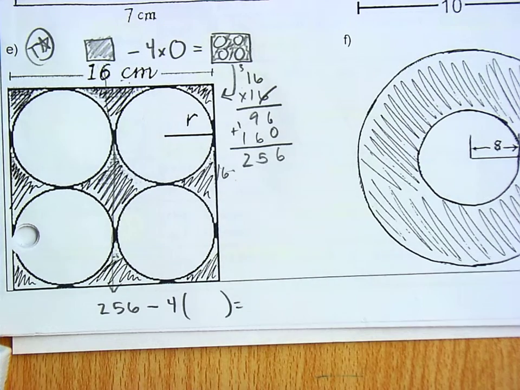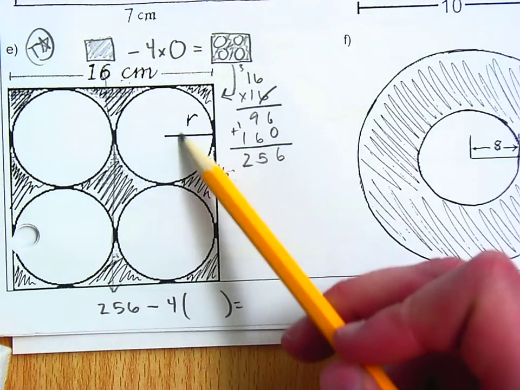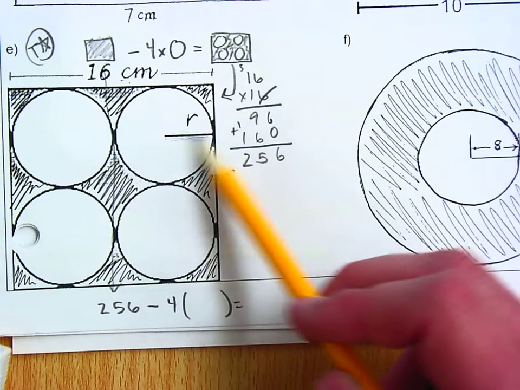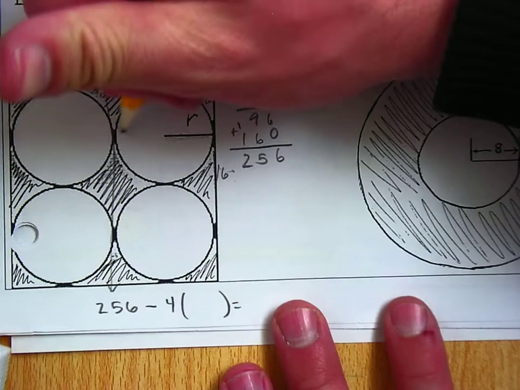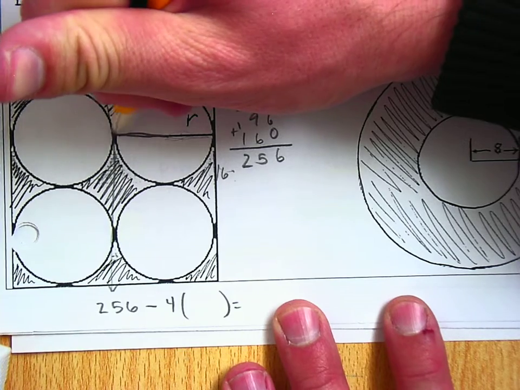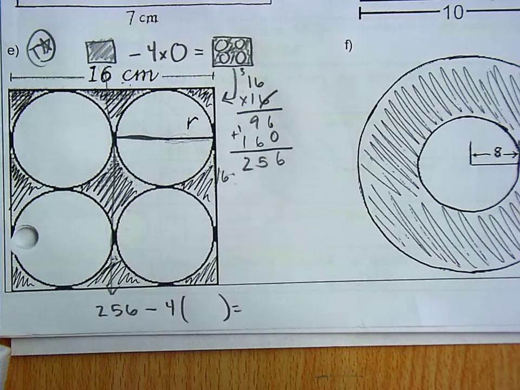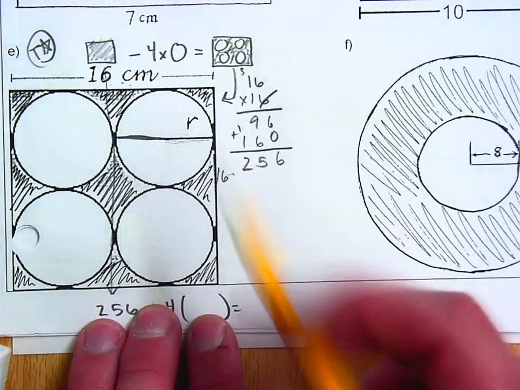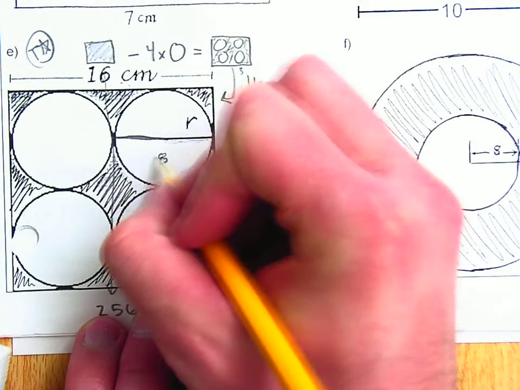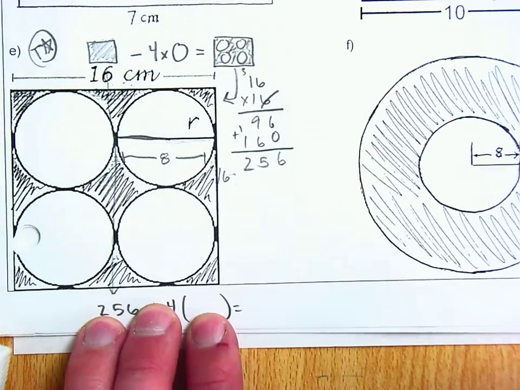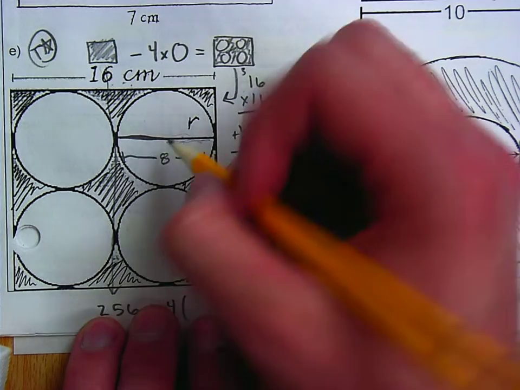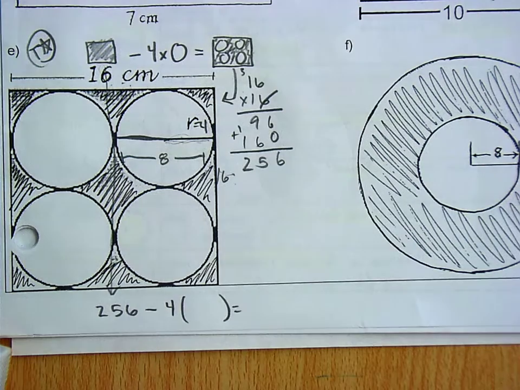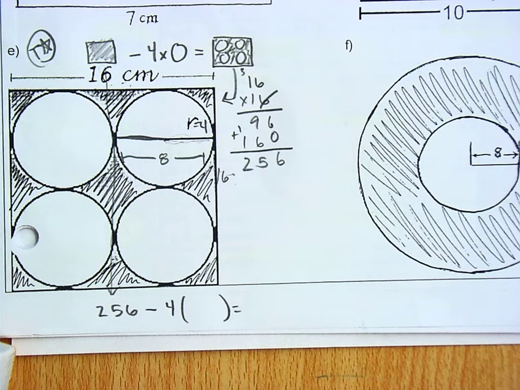4 times something. Well, here's a circle. And this circle has a radius right here. But what about its diameter? What if I drew this all the way out? You could probably tell me the diameter. That's about half of the side of this square. It's half of 16, so the whole thing would be 8. Well, R then is going to equal half of that. R is 4.